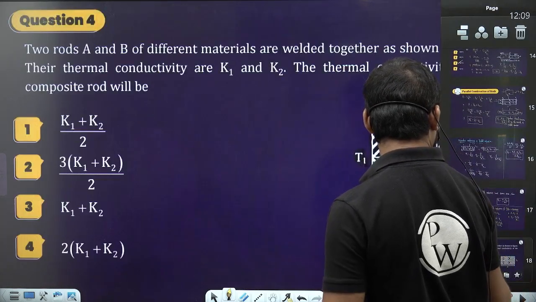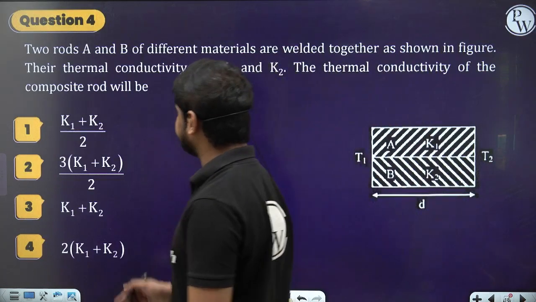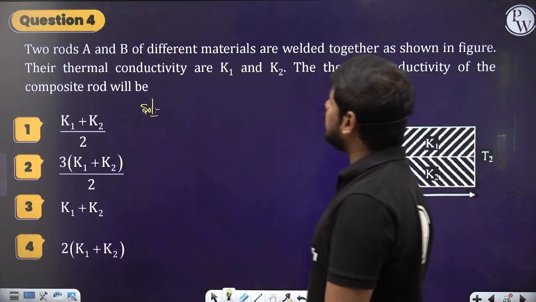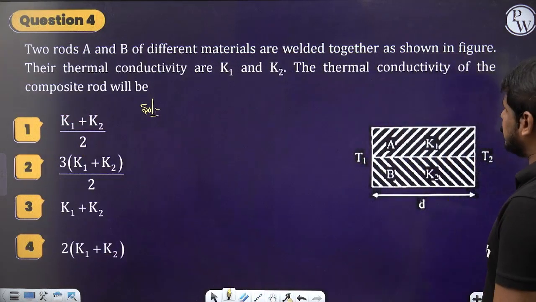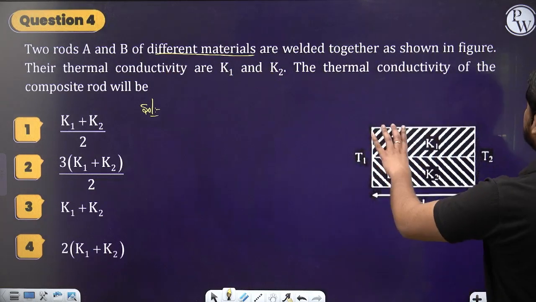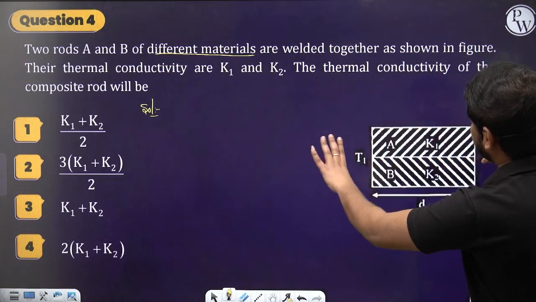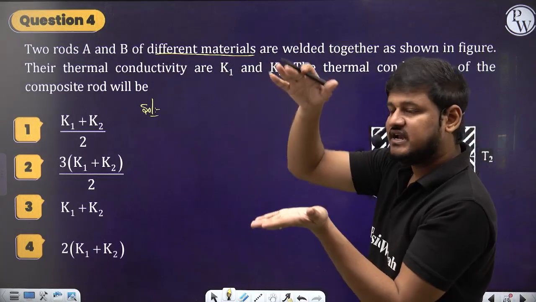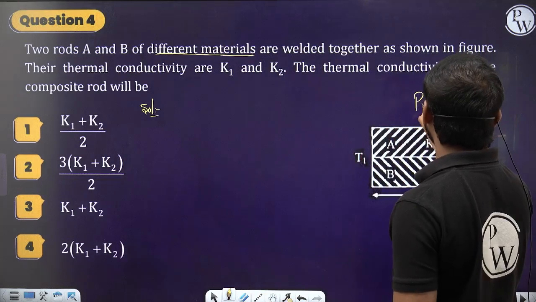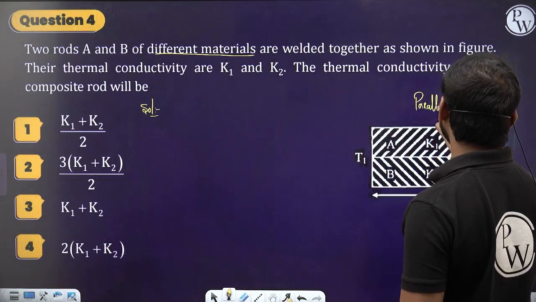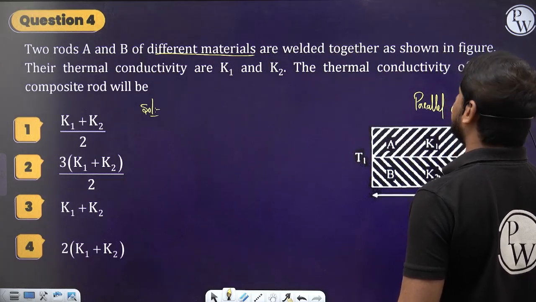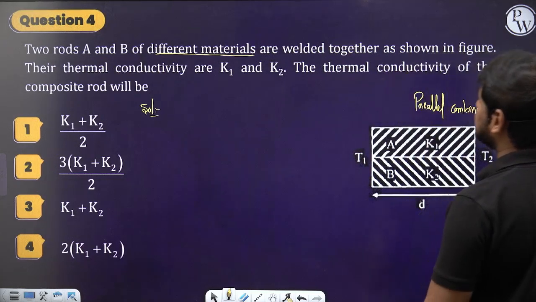So we have one question. Try this question on your own. Two rods A and B of different materials, which means their thermal conductivities will be different, are welded together as shown in the figure. They are not welded face to face, they are welded one upon the other, overlapping, which is nothing but the parallel combination. I can directly observe that it has a parallel combination, right? Chalo. The thermal conductivities are K1 and K2.